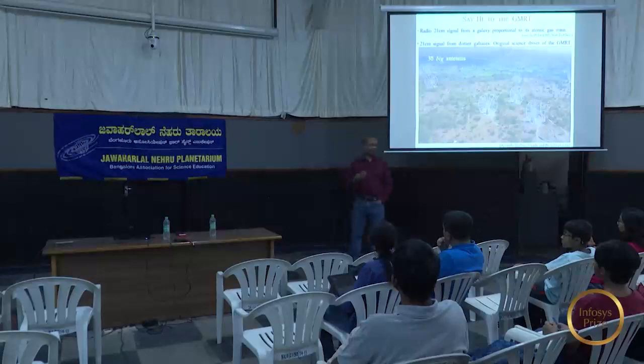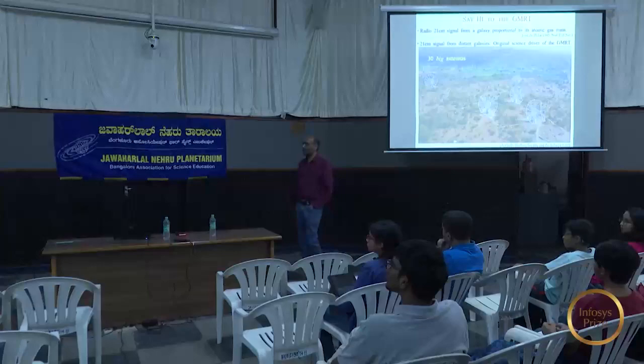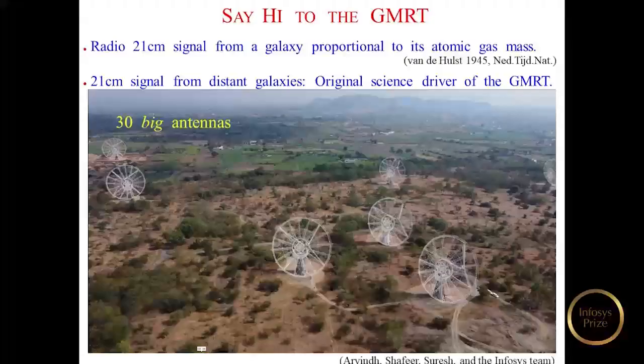But fortunately, the telescope was built to do all kinds of stuff, and so we've been doing stuff since 1999 when the telescope was released. So this is a picture from Arvind, Shafi, Suresh, and the Infosys team, flying drones, which just blew me away about 2 months ago. And that shows a bunch of the GMRT antennas.